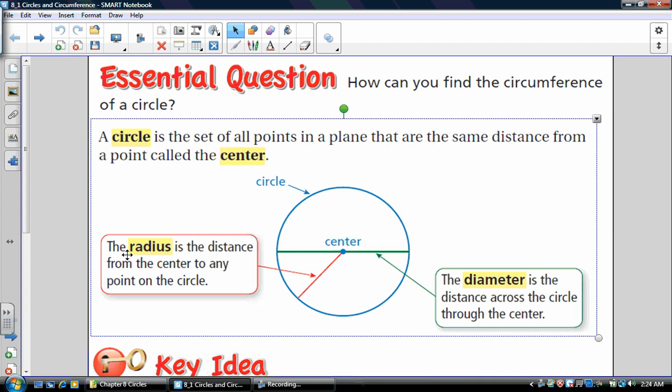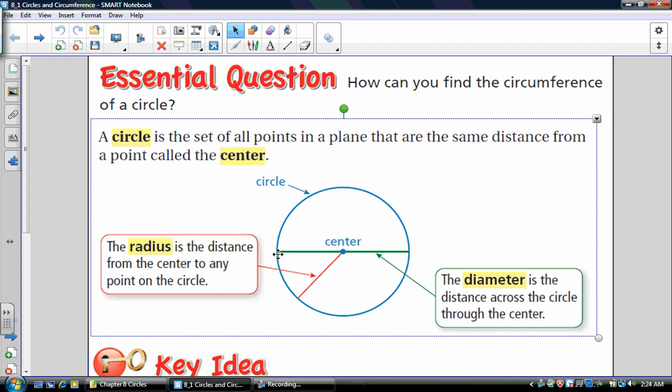We have the radius of a circle. The radius is the distance from the center to any point on the circle, right? So the radius is this distance here. It's the distance from the center to any point on the circle. The diameter is the distance across the center of the circle, right?